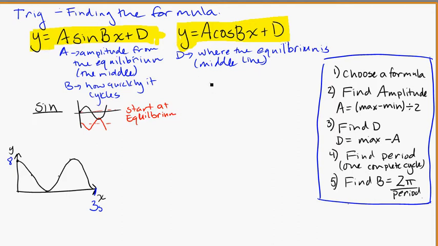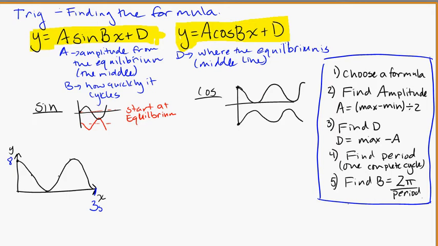Now for your cos, it's the other way around. These always start at either a peak or a trough, a max or a min. So for instance, it could start at a max, come down, and then go back up to a max, and come down, go back up to a max. You're noticing here it's starting at its maximum and going down. You could also have one that starts at a minimum and goes up.